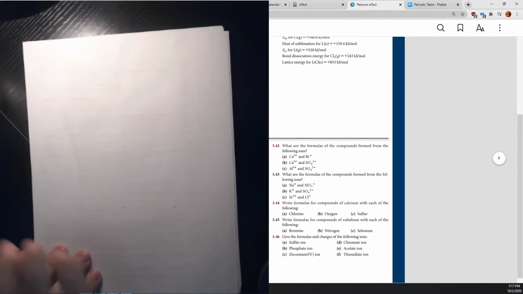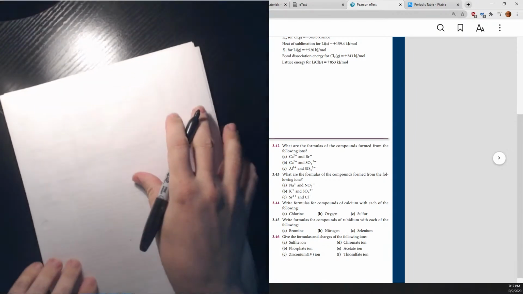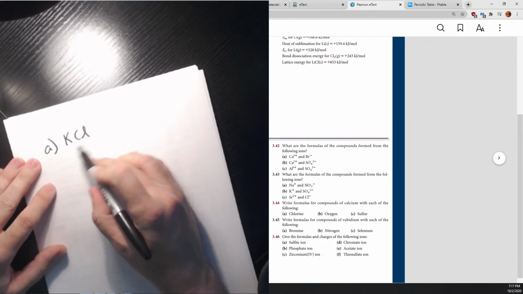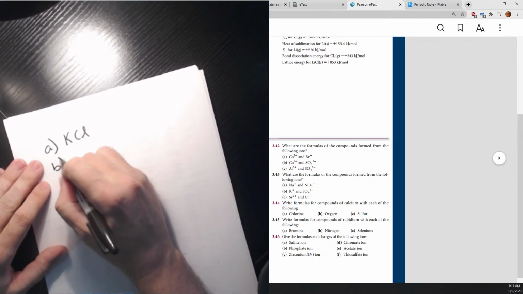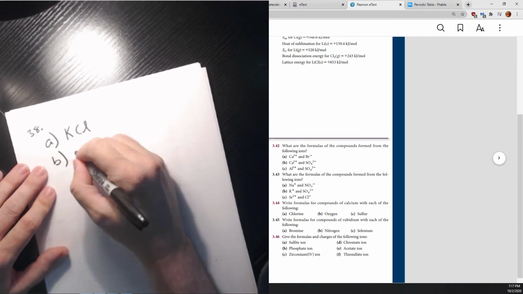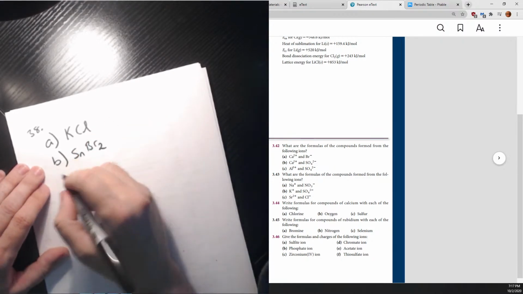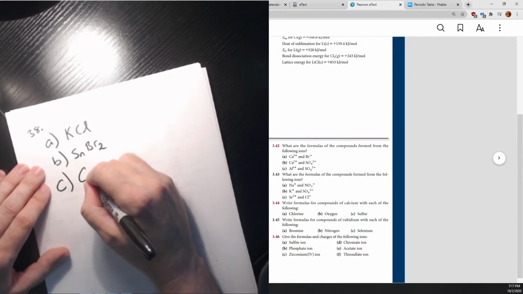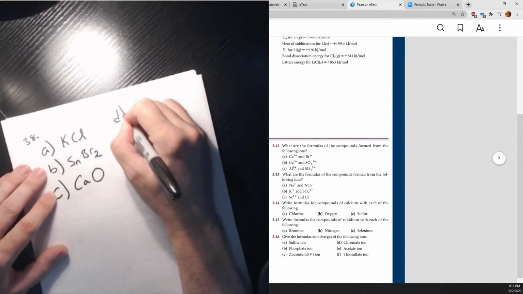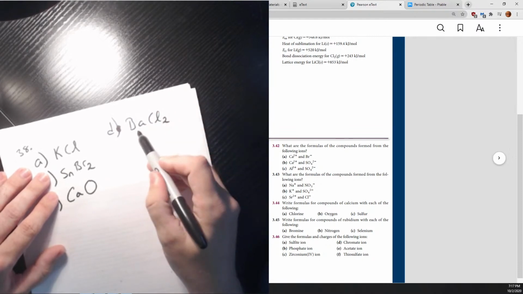All right. So, potassium chloride is just going to be KCl, 1 plus, 1 minus. B, this is problem 38, by the way. B is tin 2 bromide, so that's Sn2 plus, Br1 minus, so SnBr2. C, calcium oxide, calcium is 2 plus, oxide is 2 minus. D, barium chloride, it's going to be BaCl2, 2 plus and 1 minus.